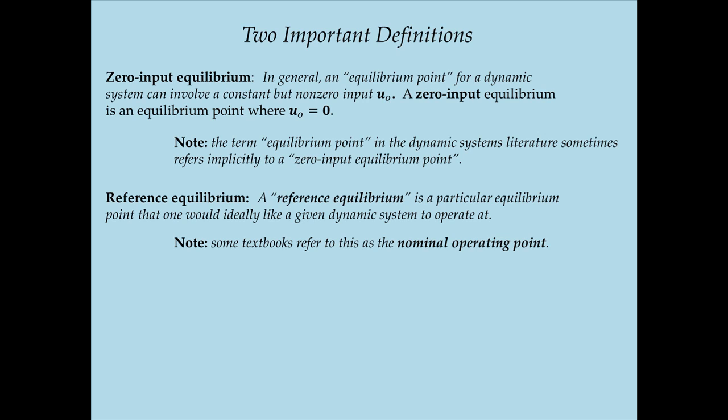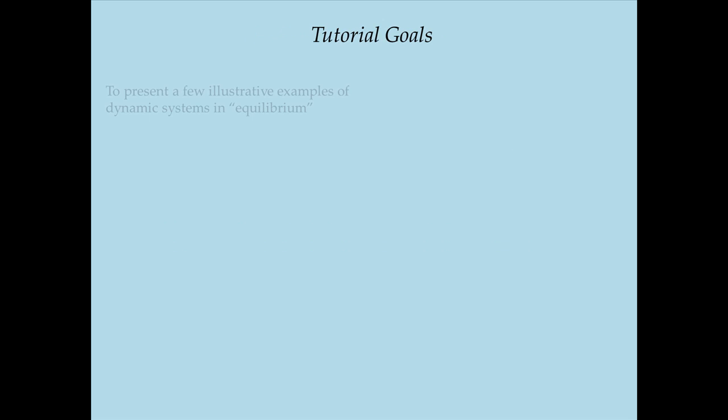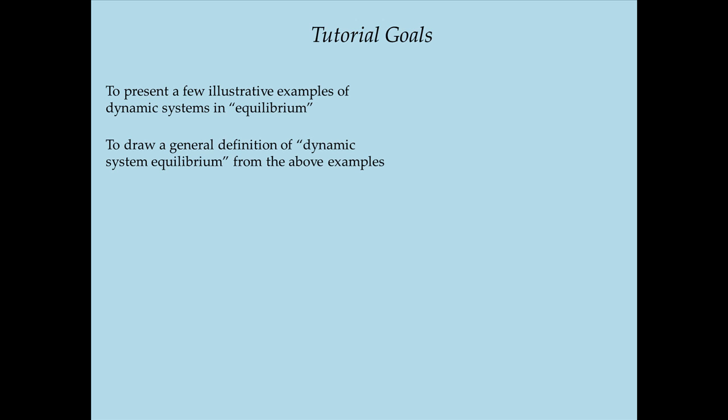So what have we done in this tutorial? We've presented a few illustrative examples of dynamic systems that are in equilibrium. We've used these examples to draw a general definition of equilibrium, and we've highlighted a couple of caveats regarding what is a zero input equilibrium and what is a reference equilibrium.